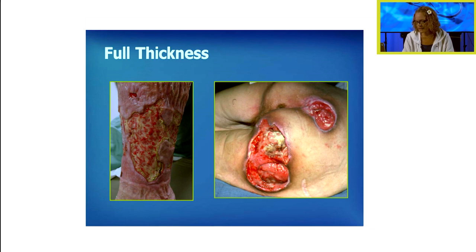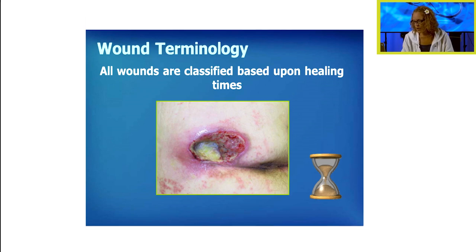And notice that you can see some of that yellowing tissue. Oftentimes that is subcutaneous tissue. And that is an indication that it has gone deeper than the epidermis and the dermis. And so we also classify wounds based upon their healing times.